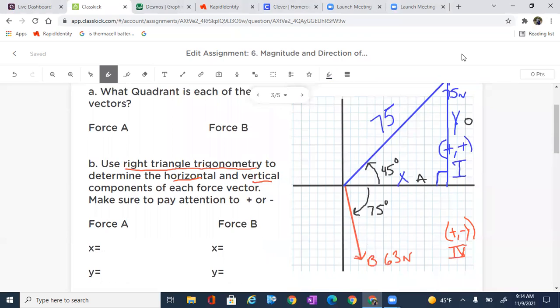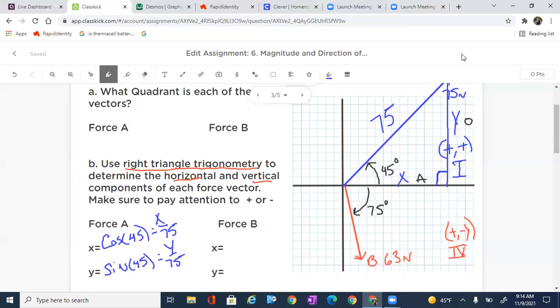From 45, we're going to use adjacent over that hypotenuse, which is going to be cosine. So I'm going to write cosine of 45 equals X over 75. And then in order to find the Y, or the vertical component, I'm going to use the opposite, which means we are going to use sine. So I'm going to say sine of 45 equals Y over 75.